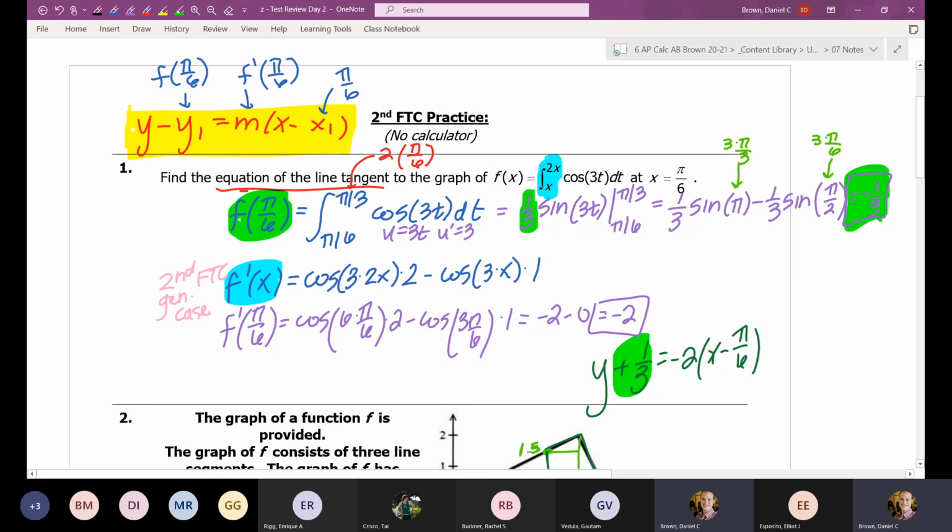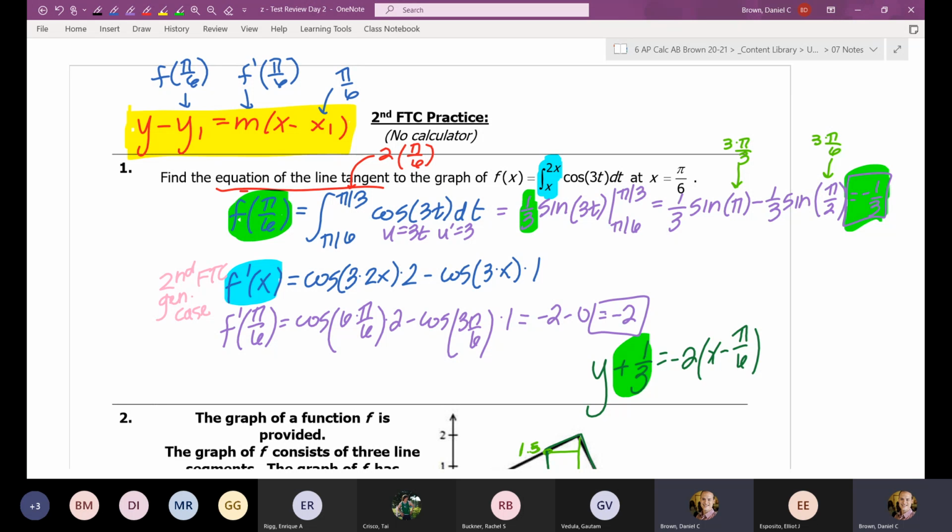Yes, Taylor? Why isn't it negative sine? Because isn't the derivative of cosine negative sine, but the integral of cosine is positive sine. Oh, because the derivative of sine would be positive cosine.